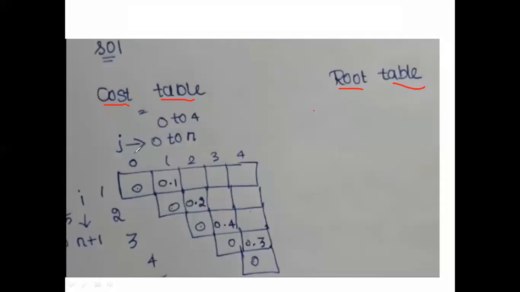For that, first, the number of elements, 0 to n, we have to mention row wise. So 0 to n. How many elements? 4 elements. So 0 to 4: 0, 1, 2, 3, 4. Okay, 4 elements we are going to construct.